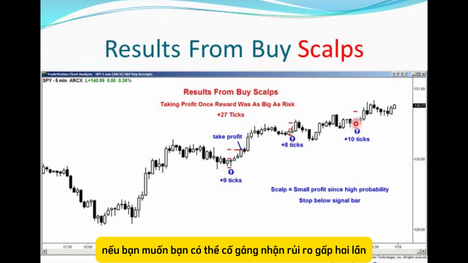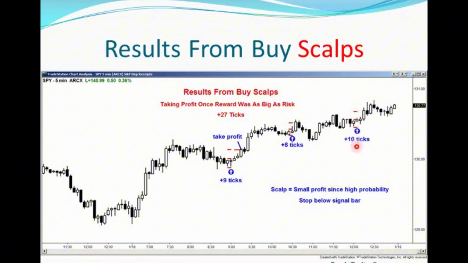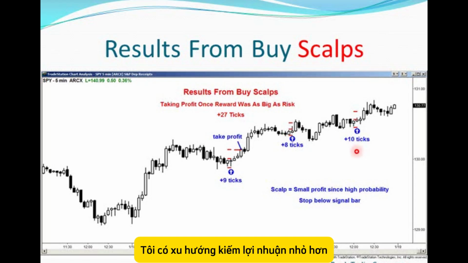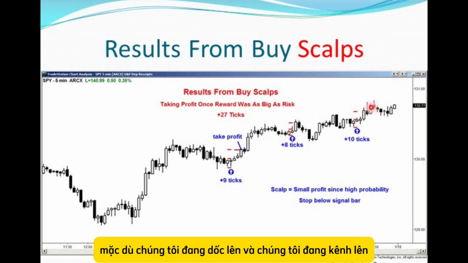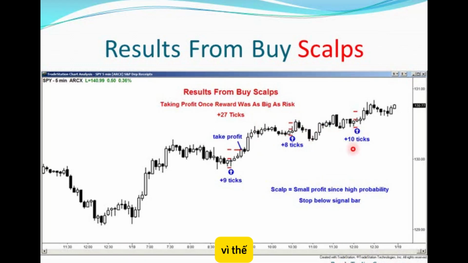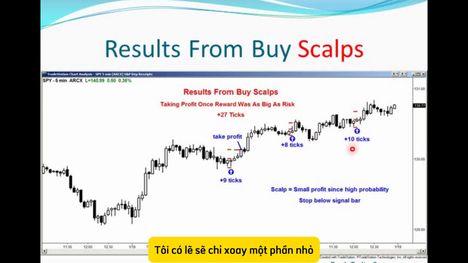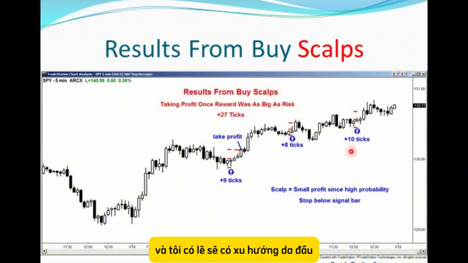If you want, you could try to get 2 times your risk, but whenever the market's in a trading range, I tend to go for smaller profits. Even though we're sloping up and we're channeling up, most of the price action today has been mostly sideways. So, if I were swinging, I would probably only swing a small portion, and I probably would be inclined to scalp most of the trades.